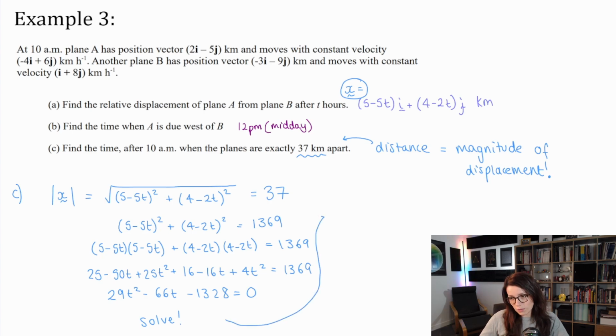Once you solve this quadratic, as expected, you're going to get two t values. One is t equals 8, and the other is t equals minus 5.7. In this context, t stands for time, so any negative time value is invalid, which means our only answer is t equals 8. And then don't forget they want the time after 10 a.m. So 8 hours after that would be 6 p.m. And we're finished. That's it for now.